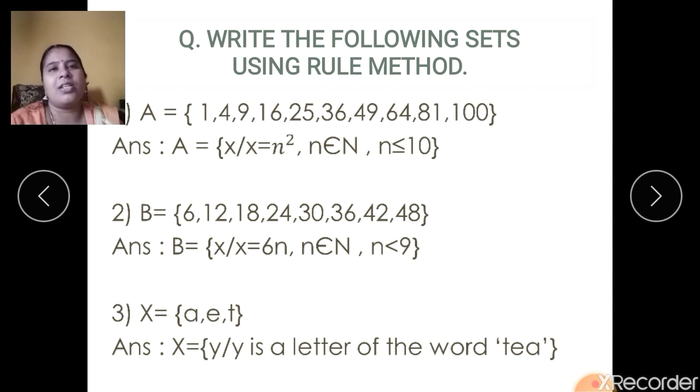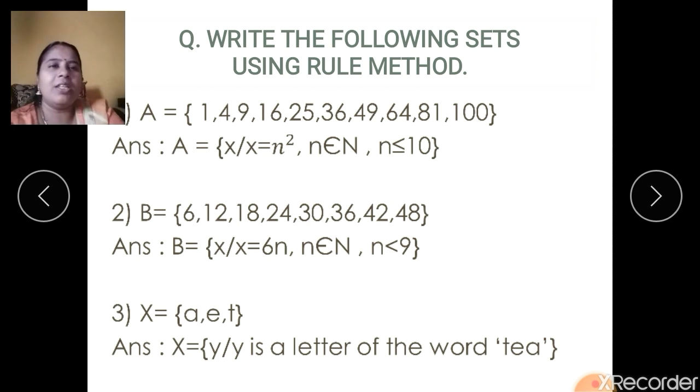Okay, look at the second set. It is 6, 12, 18, 24, 30, 36, 42, 48. If you know the table of 6, it is actually a table of 6. Till where? 6 8s are 48, right? So n value should be less than 9. It can be less than or equal to 8 also. See how to define. x is equal to 6n. Why 6n? Because 6 into 1 is 6, 6 into 2 is 12, 6 into 3 is 18, 6 into 4 is 24, and so on till 6 into 8, that is 48.